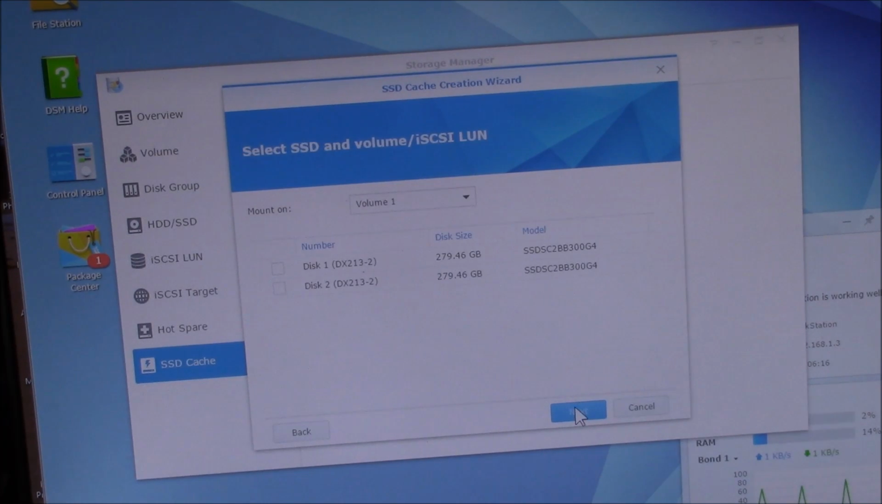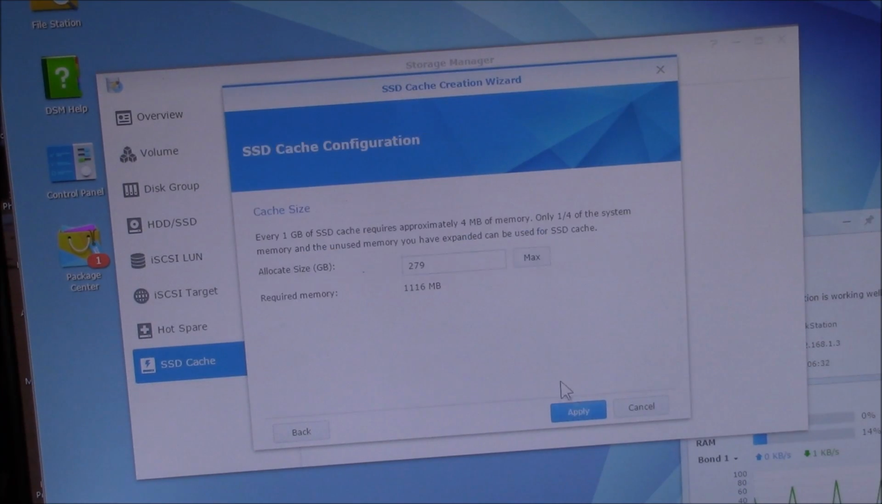So let's see, next. And there's the formatted size, 279.46. I've got 2 of those. Yeah, here's the cache size. Every 1 gigabyte of cache requires 4 megabytes of system memory. Only a quarter of the system memory and the unused memory you have expanded can be used for the cache. So I guess I'll go for the maximum size here and see what it does.